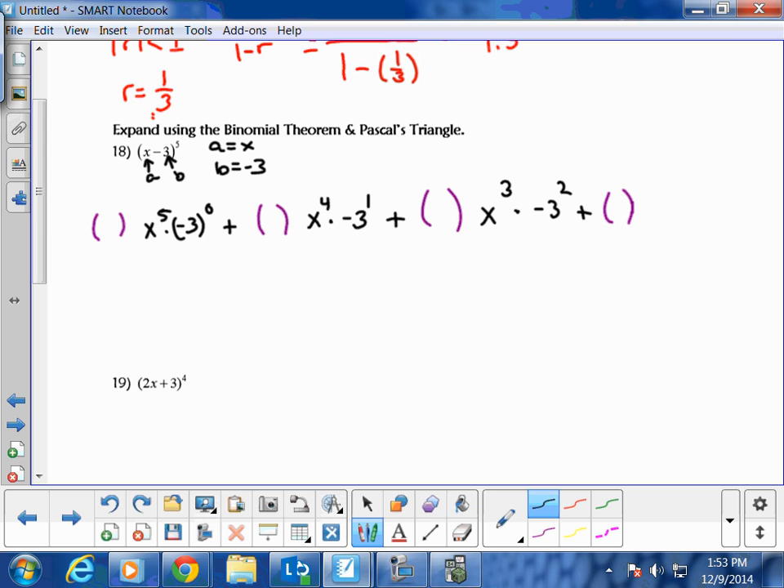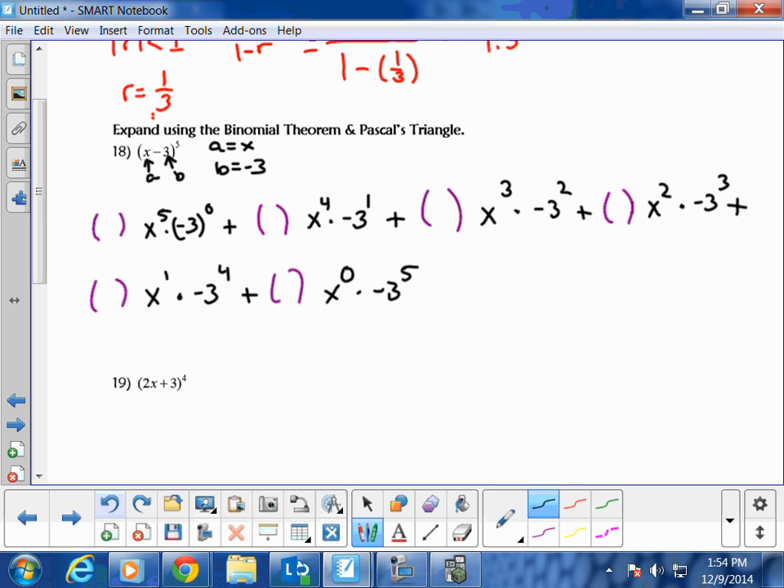This really should be x squared times -3 cubed, plus, after this, we're going to get x to the first power times -3 to the 4th power, plus the next parentheses, and lastly we're going to finally end up with x to the 0 times -3 to the 5th.